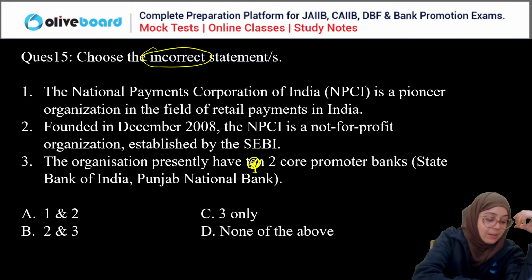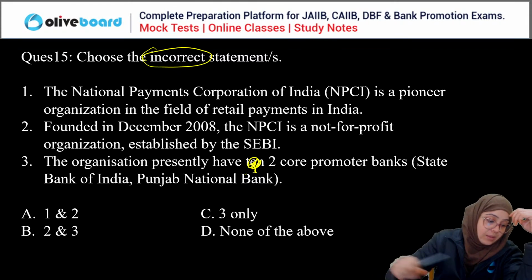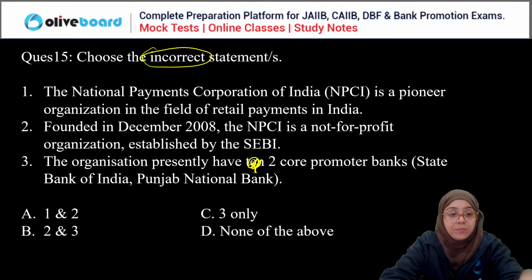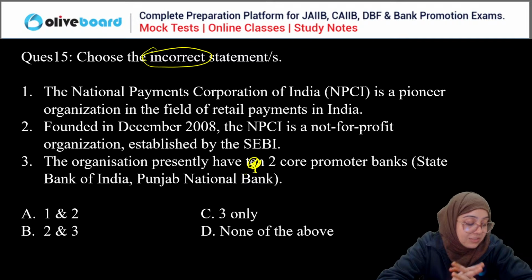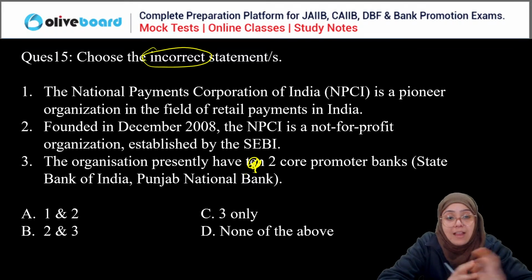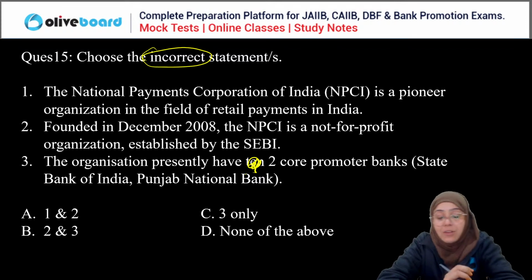Everyone, which of the following statements is incorrect here? Please answer this question. We have to choose the incorrect statement, guys. So B, 2 and 3. Krishna is saying B, and Sunny is saying C. Gopal is also saying C, and everyone else.